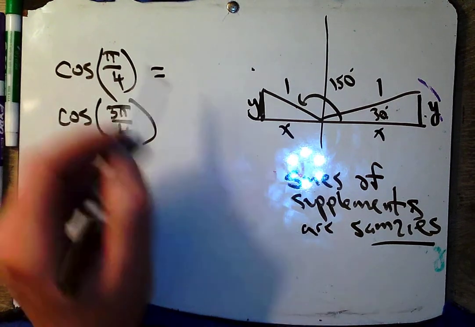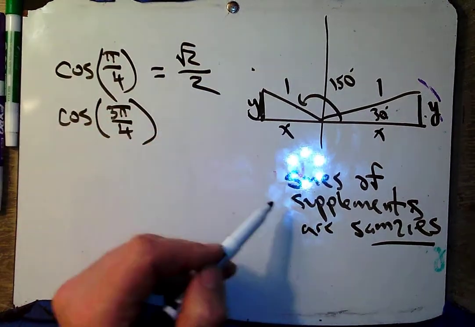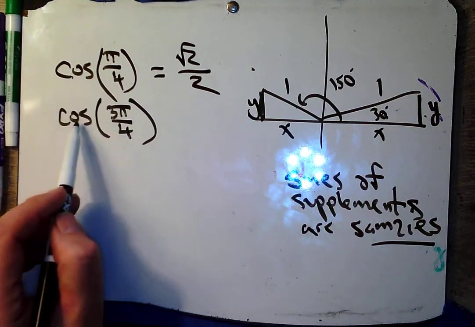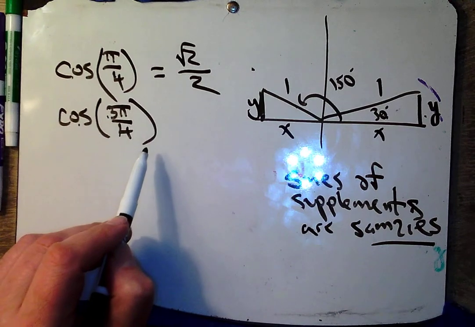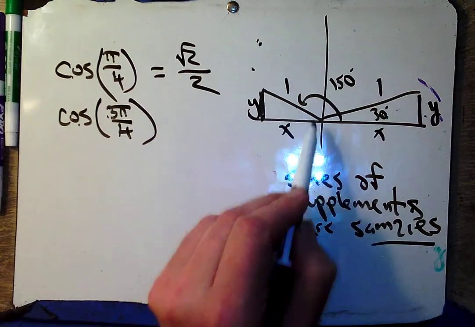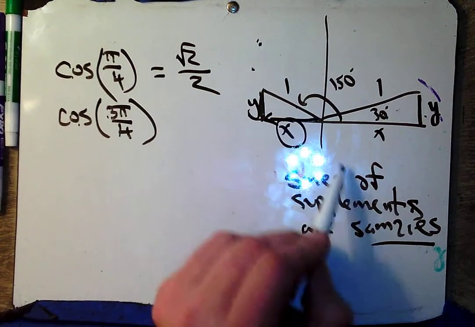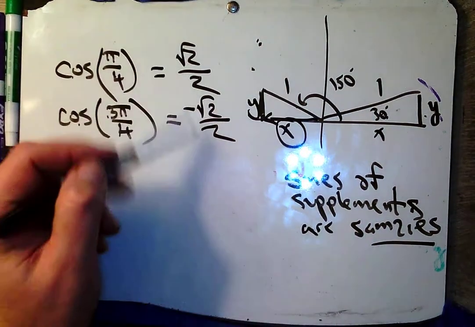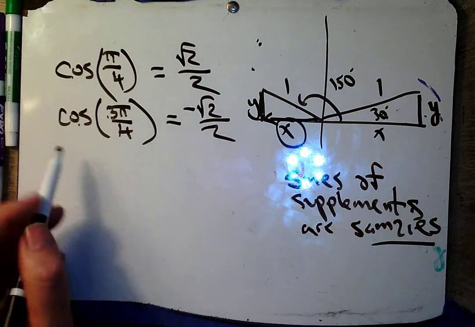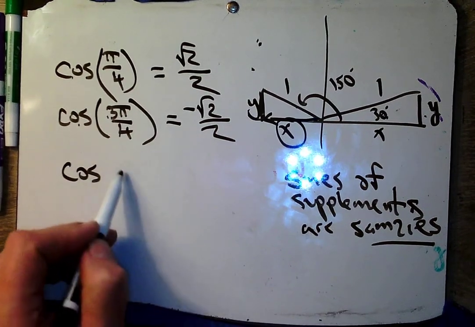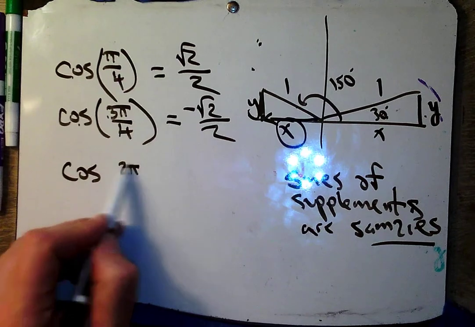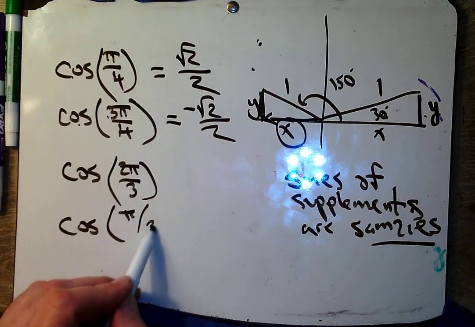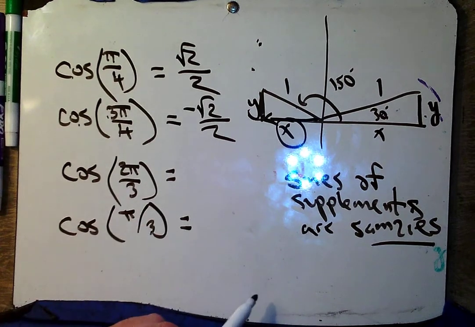Well, the cosine of pi over 4 is root 2 over 2, because that's the x value for that angle. But what about cosine of 3 pi over 4? Well, that's over here in the second quadrant, and the x values are all negative there. So this is negative root 2 over 2. They're definitely not the same. Okay, well, what about cosine 2 pi over 3 and cosine pi over 3? What can you tell me about those?